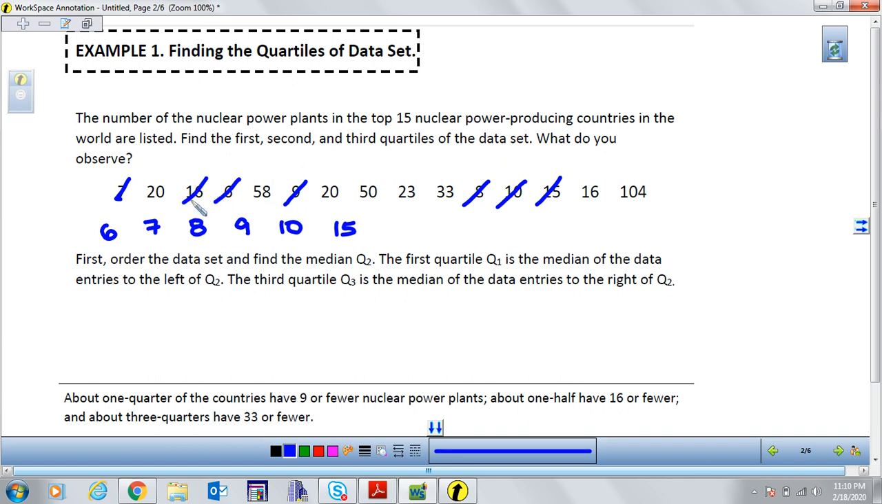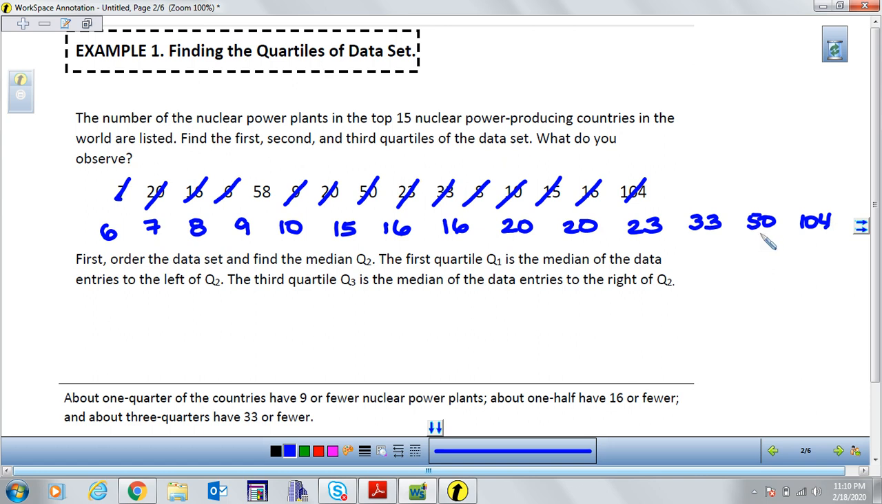Then we have 16 twice. Then we have 20 twice, so 20 and 20 again. Then we have 23, 33. Lastly, 50 and 104.